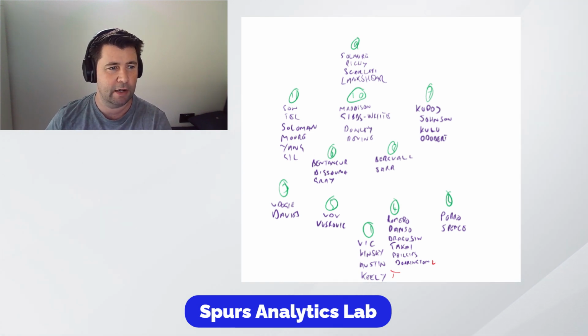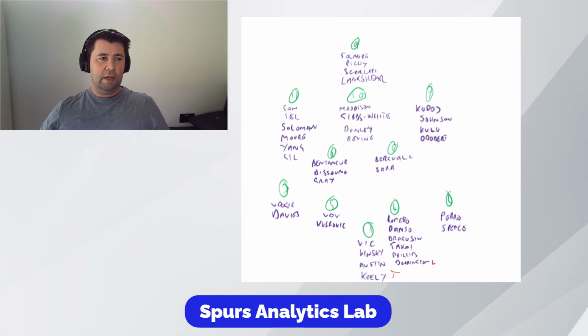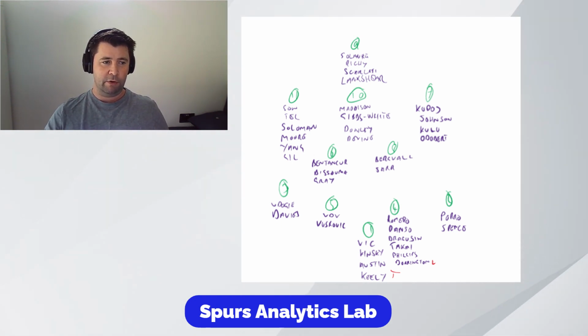Right, so let's have a look at that on the whiteboard. So we've got the players here in a 4-2-3-1. Let's start off at the back. So we've got Vic, Kinski, Austin, and Keeley.